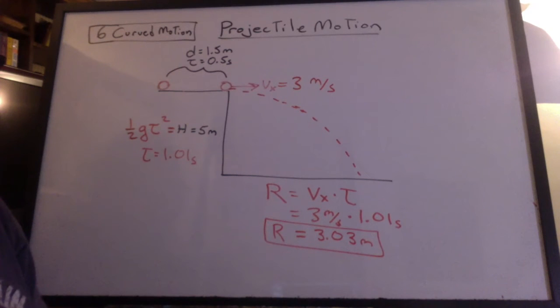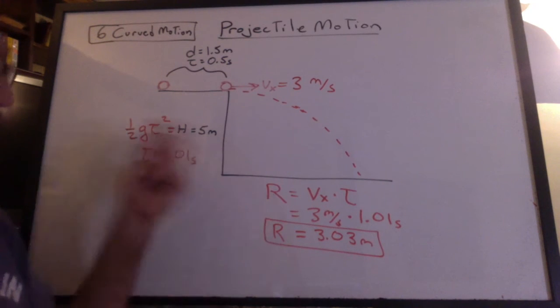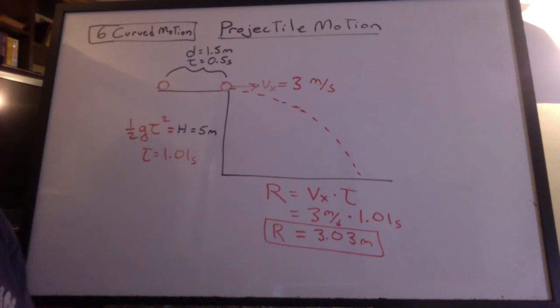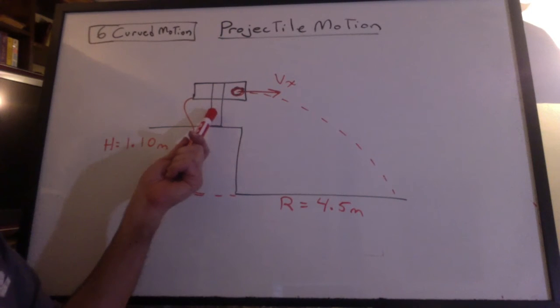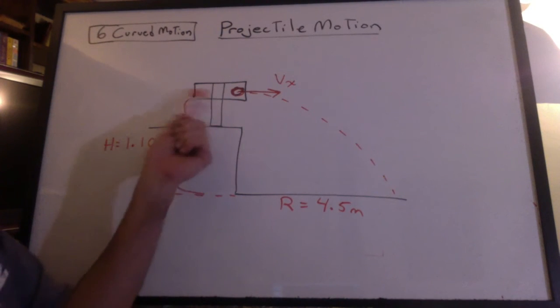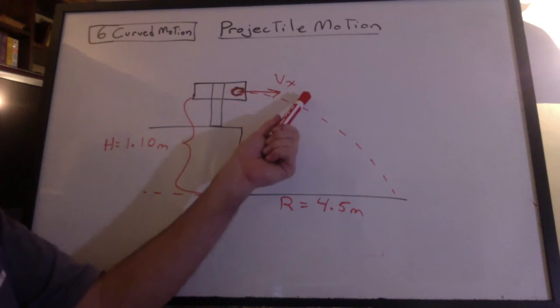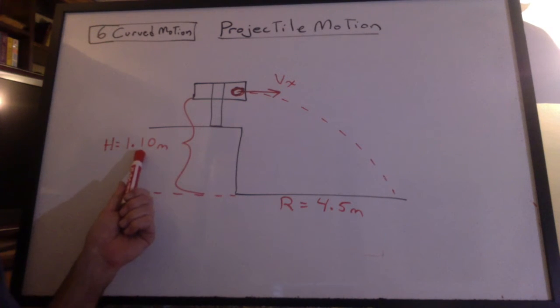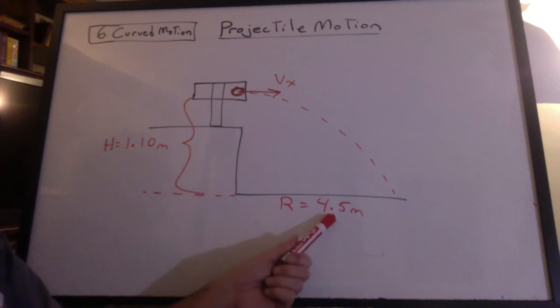Our range is 3.03 meters. Notice there's no new formulas here in projectile motion. I've got these projectile motion launchers at school. We're going to set one up on a table and launch it horizontally from a height of 1.1 meters. We're going to measure the range.